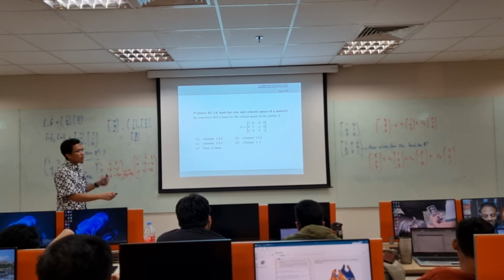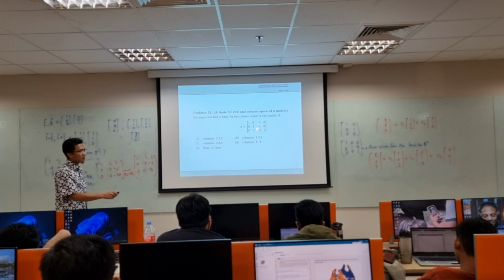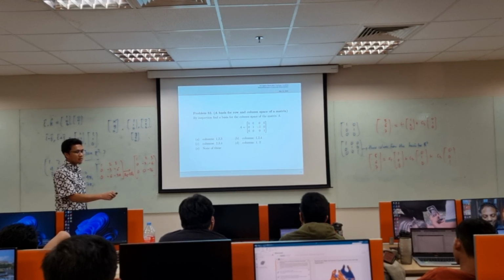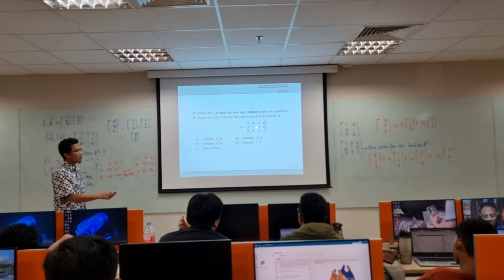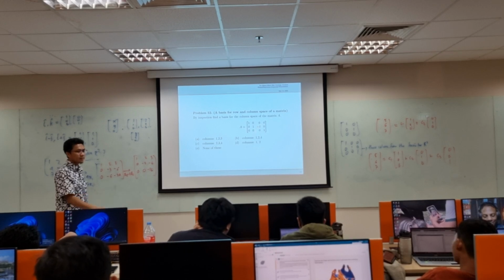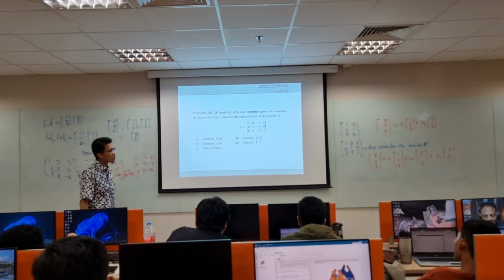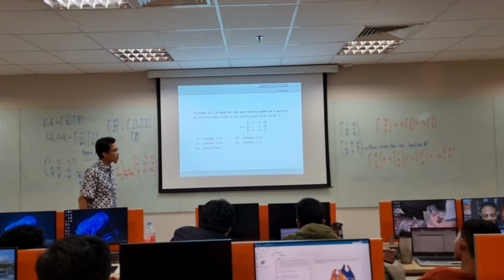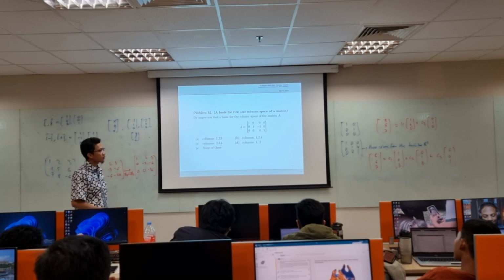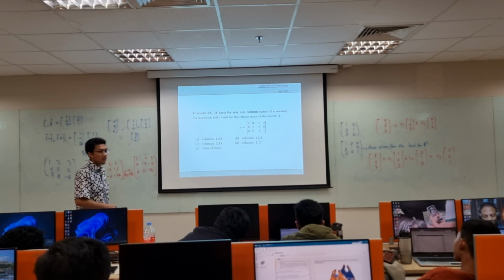Why can't column 3 be in the basis? Column 3 cannot be the basis. What if it's 1, 3, and 4? Sorry, yes, 1, 3, 4 also can be a basis.